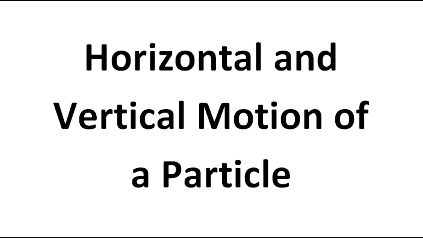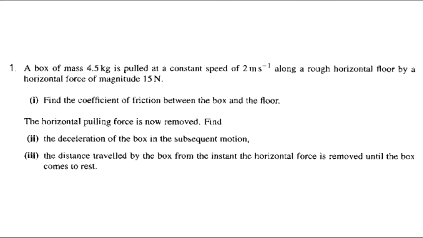Horizontal and vertical motion of a particle. A box of mass 4.5 kg is pulled at a constant speed of 2 meters per second along a rough horizontal floor by a horizontal force of magnitude 15 Newton. First part, find the coefficient of friction between the box and the floor.